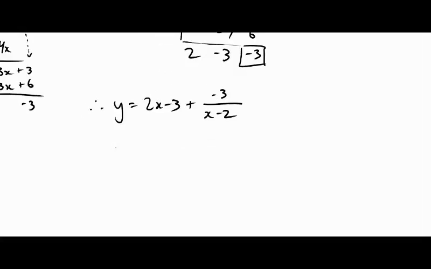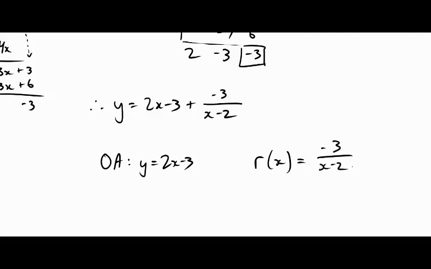Okay, and then I'm going to state that my oblique asymptote is y equals 2x minus 3. And my remainder, and I'm going to give that a new function name because that's going to be useful in the next step, is negative 3 over x minus 2. If negative 3 is the remainder, it's got to be there in that final part, right?